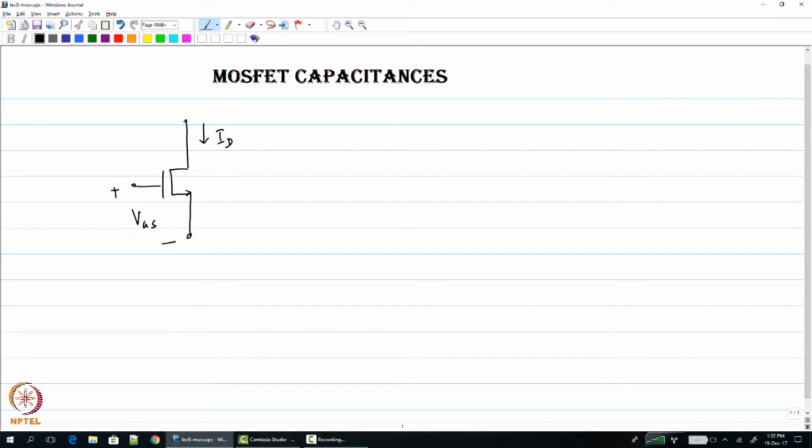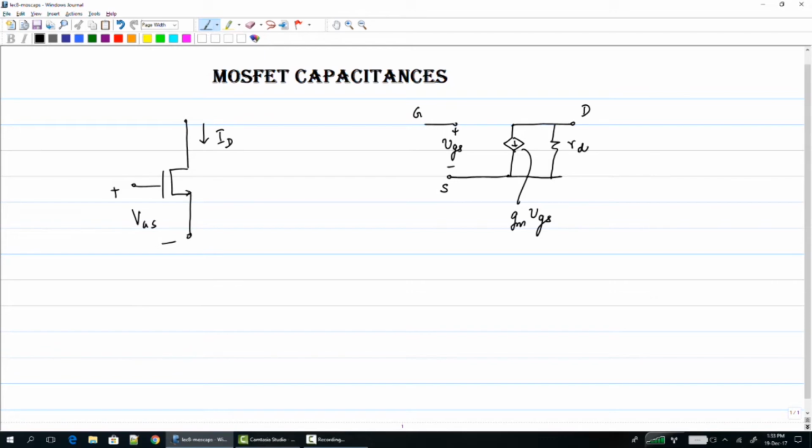And if you look at the three-terminal model of the MOSFET that we have built so far, the MOSFET presents an open circuit between the gate and source terminals, and between the drain and source terminals it presents two components. One of them is the voltage controlled current source corresponding to the transconductance of the device, which is gm times small vgs, the small signal gate source voltage, and it also presents a resistance which we will represent as rds, which is due to channel length modulation.